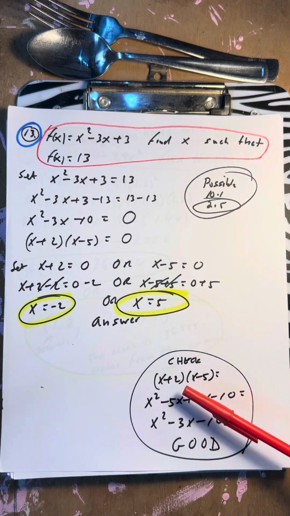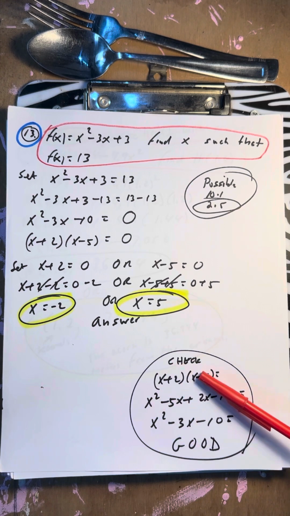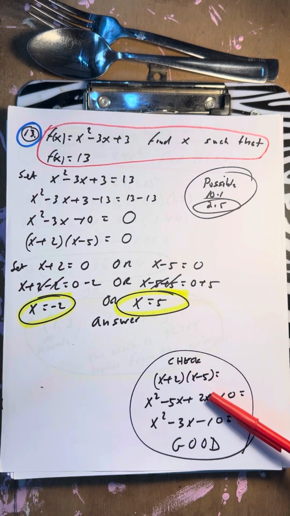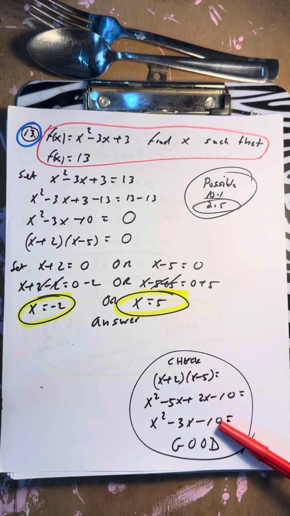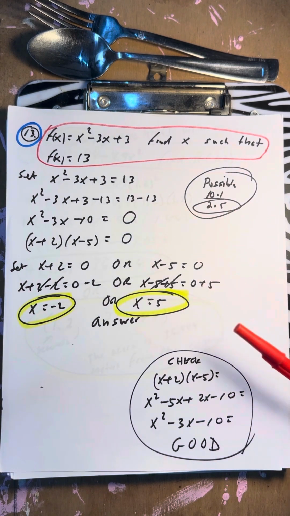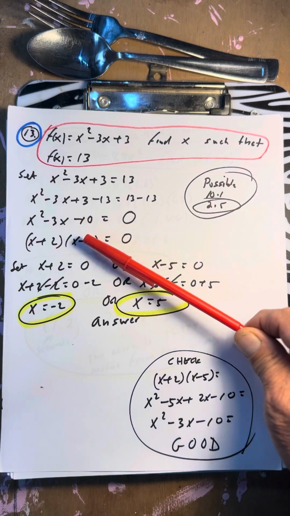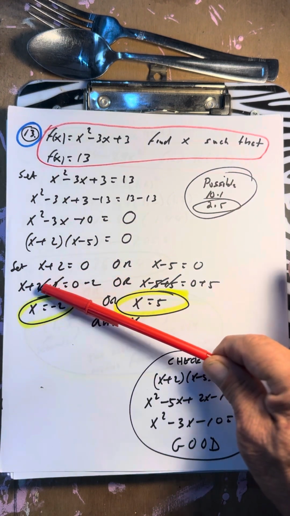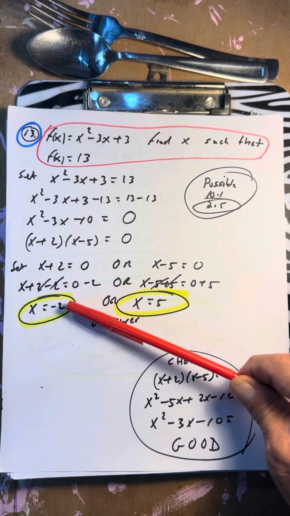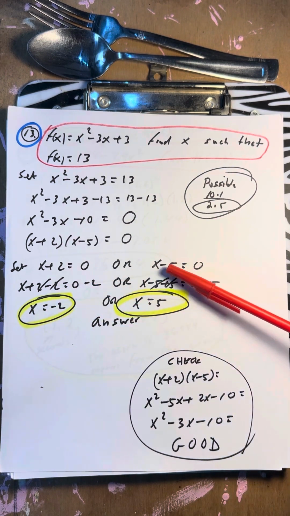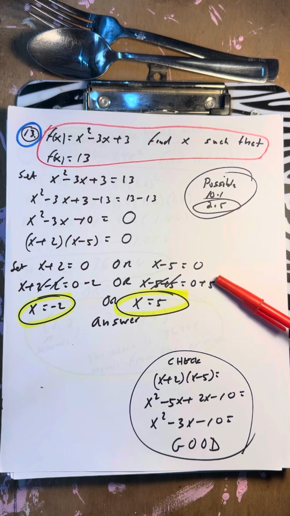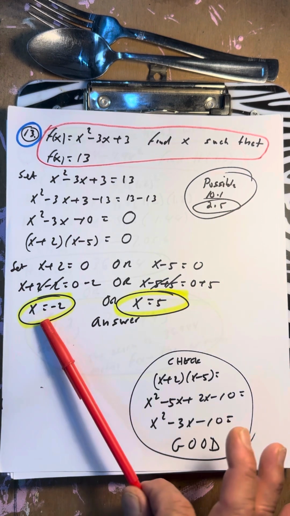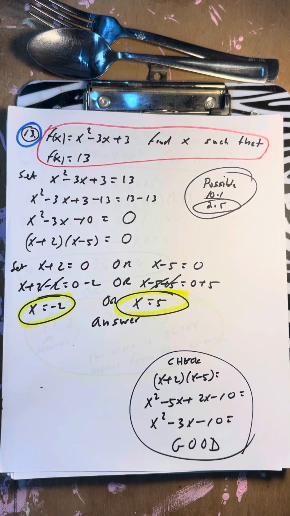x plus 2 times x minus 5, does that work? x times x is x squared. x times negative 5 is negative 5x. 2 times x is 2x. And 2 times negative 5 is negative 10. x squared minus 3x minus 10. Yep, that matches. So I know that x plus 2 times x minus 5 gives me this. So now set it: x plus 2 equals 0, minus 2 and minus 2. So x is negative 2. One answer. x minus 5 equals 0, plus 5 and plus 5, so x equals 5. So x equals negative 2 and x equals 5. The 2 answers. Okay. Negative 2 and 5.